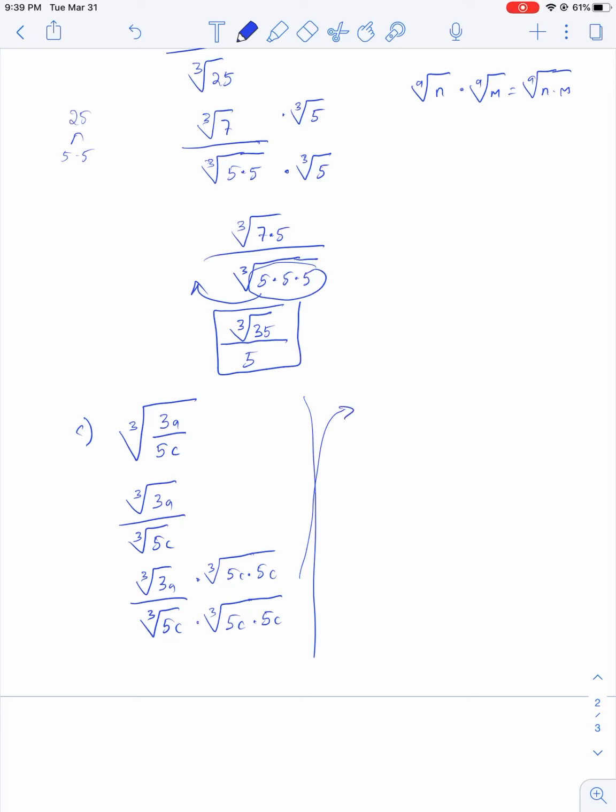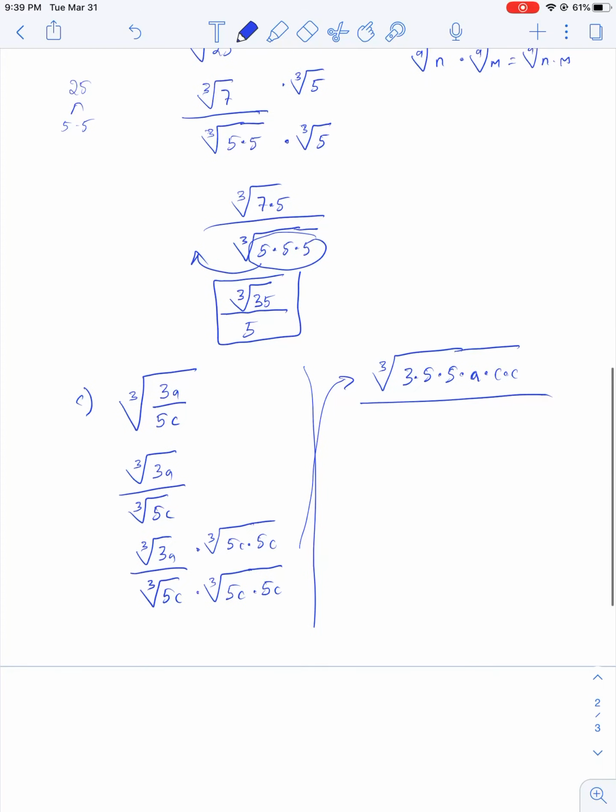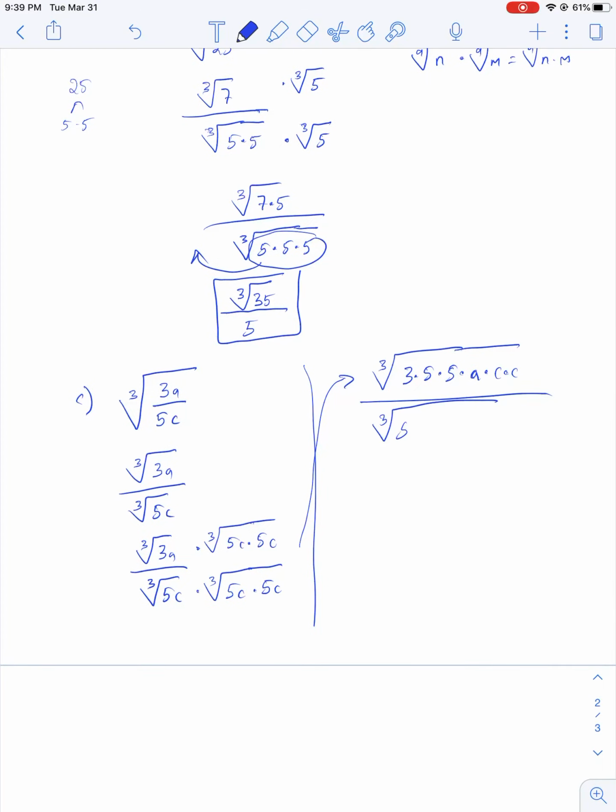All right, let's show our next step up here. So now this is the third root. I'm going to put my numbers next to each other first. How about a 3, a 5, and then I got an A, a C, and a C, right? That's on the top. And on the bottom, I have, once again, the third root, and I have 3 5s in the bottom, and I have 3 C's in the bottom. So I see I can pull out a 5 and also pull out a C. I'm no longer left with anything inside the radical.